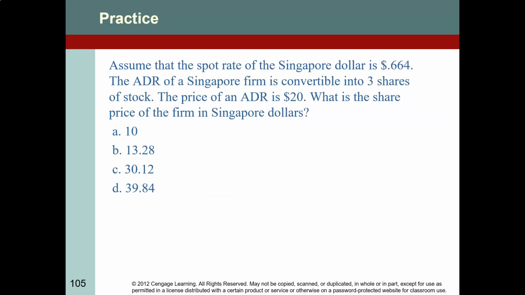Another practice: assume that the spot rate of the Singapore dollar is $0.664. The ADR of a Singapore firm is convertible into 3 shares of stock. The price of an ADR is $20. What is the share price of the firm in Singapore dollars? So we know the spot rate, we know there are 3 shares, and the price of an ADR is $20.